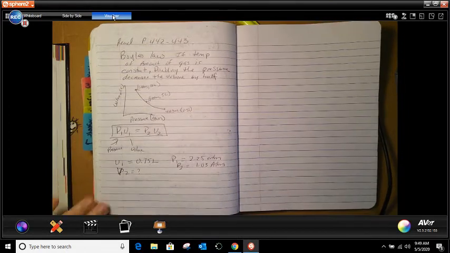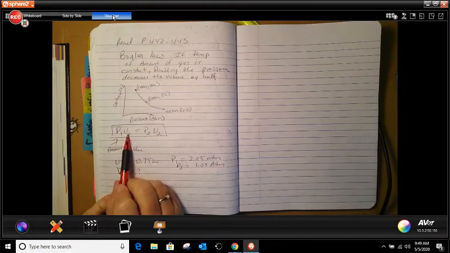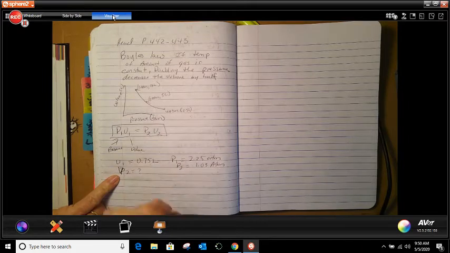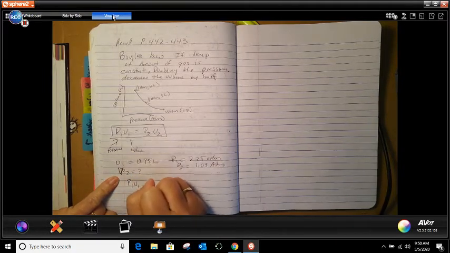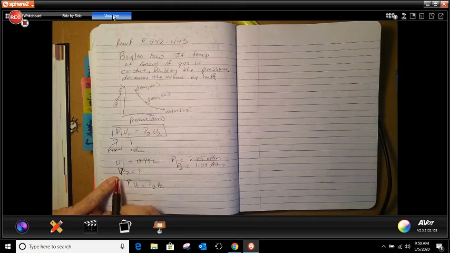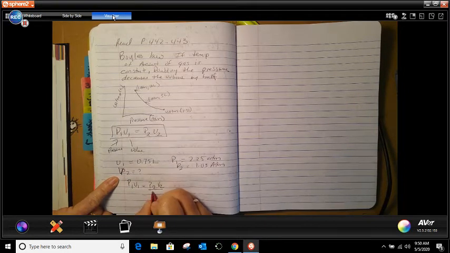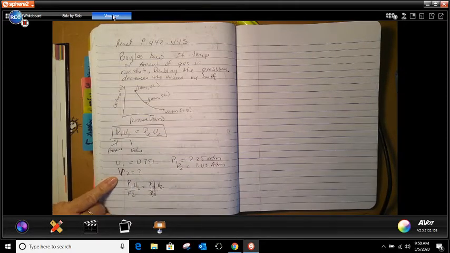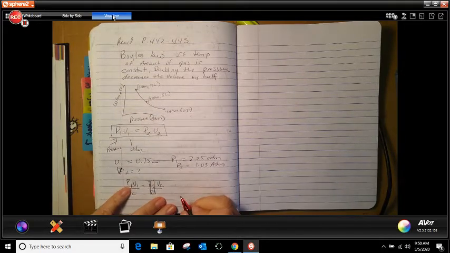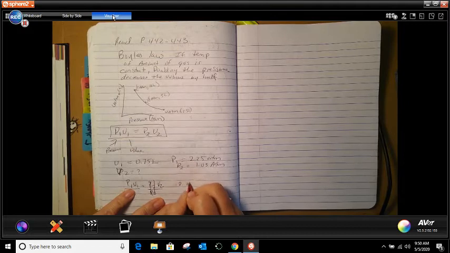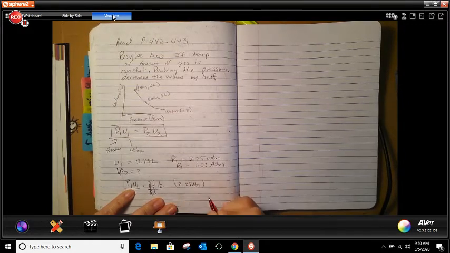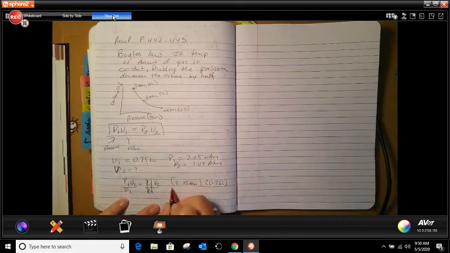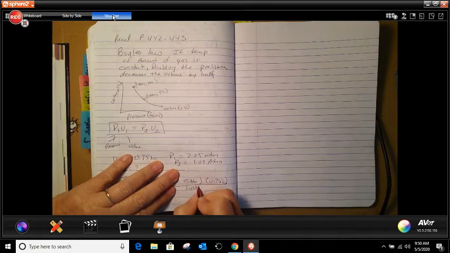So the first thing we're going to do is say, all right, here's my equation: P1V1 equals P2V2, and I am trying to get V2 by itself. So I rewrite the equation. If I want V2 by itself, I divide both sides by P2, and that takes that off of there. Then the next thing I'm going to do is put in my information. P1 is 2.25 atm. My volume 1 is 0.75 liters. And then my P2 is 1.03 atm.